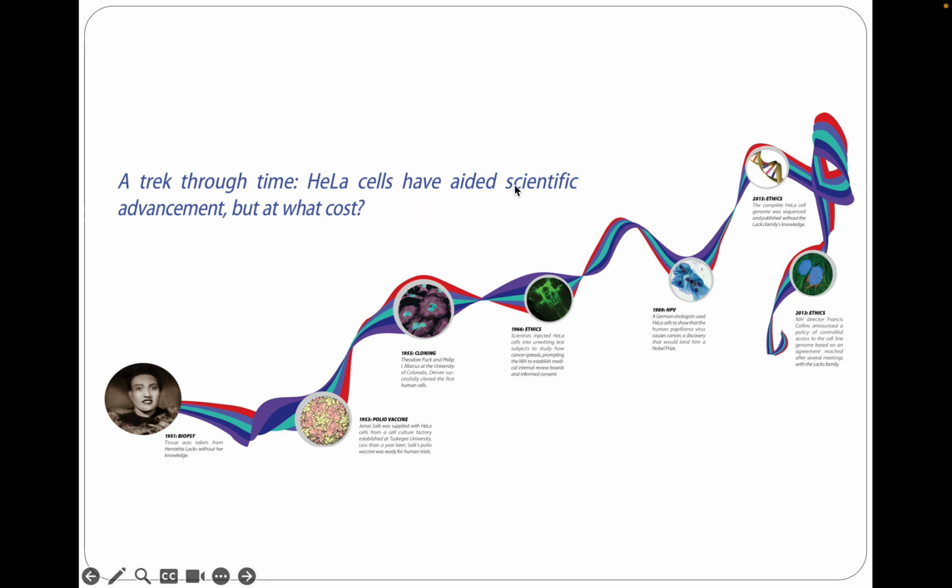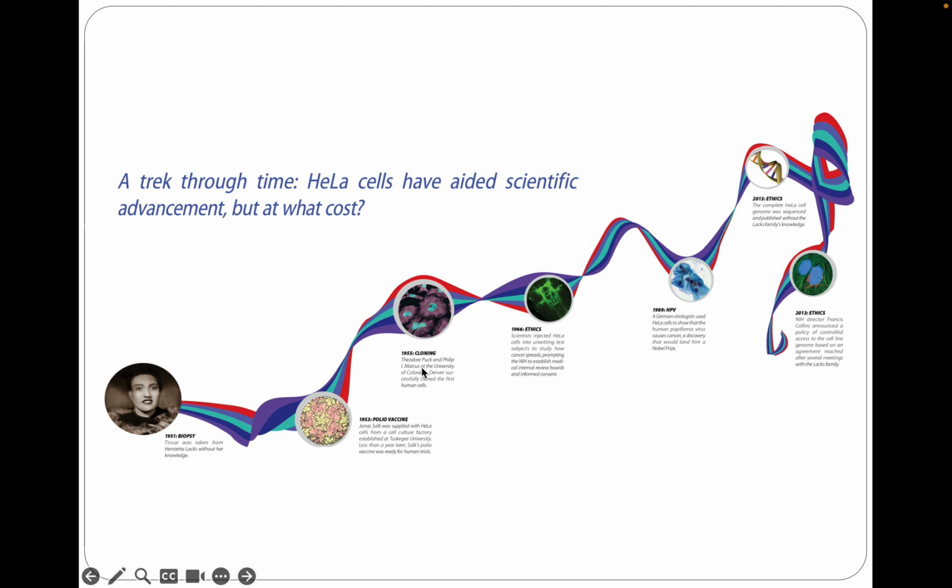So HeLa cells have aided scientific advancement in human medicine, but it's come at a cost, right? So tissue was taken in a biopsy from Henrietta Lacks without her knowledge in 1951, the year she died. In 1953, 2 years later, Jonas Salk was supplied with HeLa cells from a cell culture factory established at Tuskegee University. That's less than a year later. Salk's polio vaccine was ready for human trials.